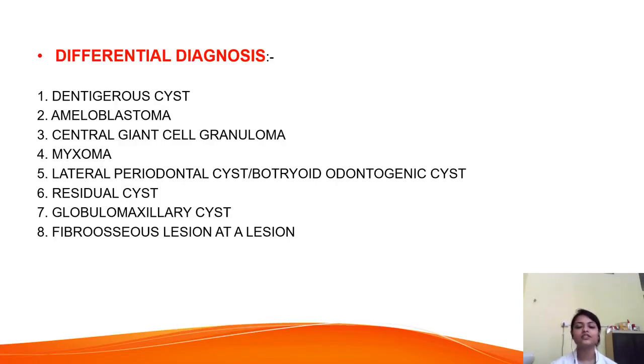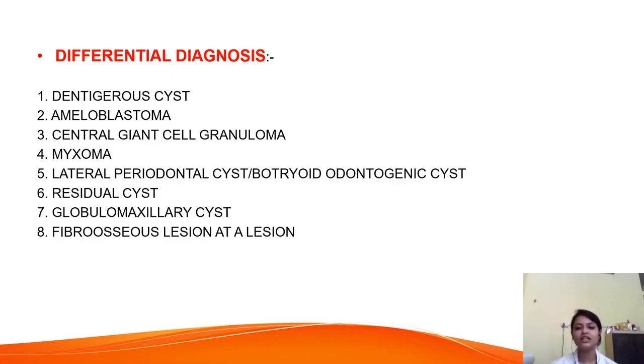First and foremost, dentigerous cyst. Second, ameloblastoma. Third, central giant cell granuloma. Fourth, myxoma. Fifth, lateral periodontal cyst. If it is beside the root of the tooth, we will sometimes have a dilemma with the lateral periodontal cyst. If it is in the posterior region of the mandible, ameloblastoma can be considered because of its site preference. If it includes an unerupted tooth, there is a dilemma with the dentigerous cyst. Only on the radiographic basis we will have this dilemma.